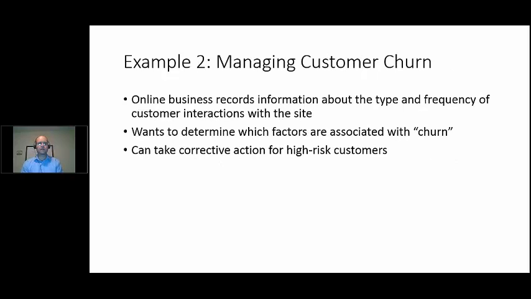Example 2 is about managing customer churn. And this particular example is an online business which records information about the type and frequency of all customer interactions with the site. What they want to do is to determine which factors are associated with churn. So can they tell based on how long you're interacting with the site, or how long it is between your interactions with the site, or the types of things that you do when you are interacting with their site, whether you are highly likely to churn, that is to leave their site and move over to a competitor.